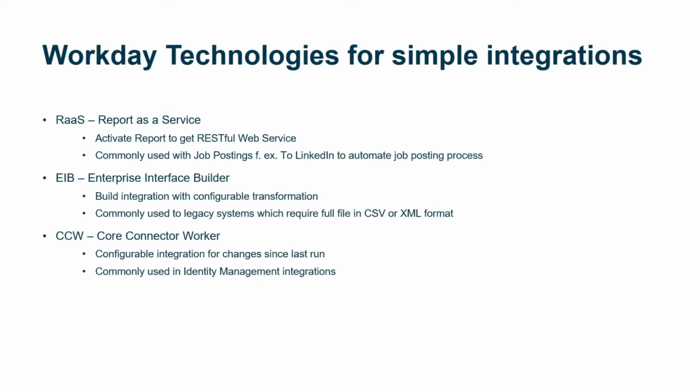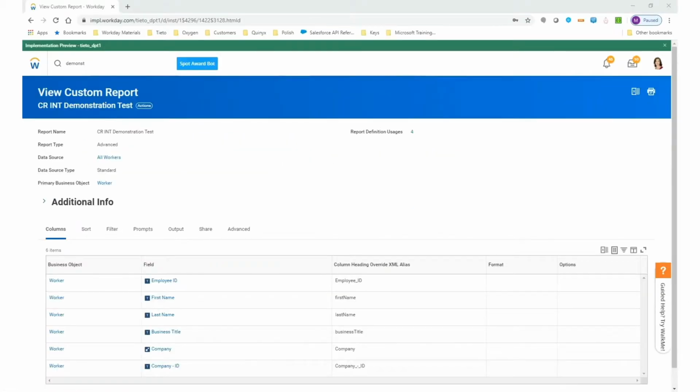And lastly in the presentation is Core Connector Worker. This is a configurable integration for changes since last run. So it sends you the Delta file of changes in XML format. This is very commonly used in identity management integrations. And now to the presentation. And now we move to the tenant.